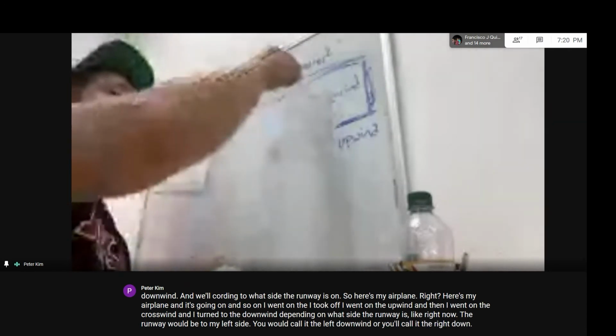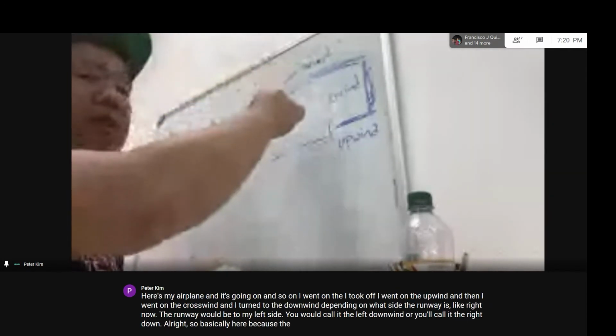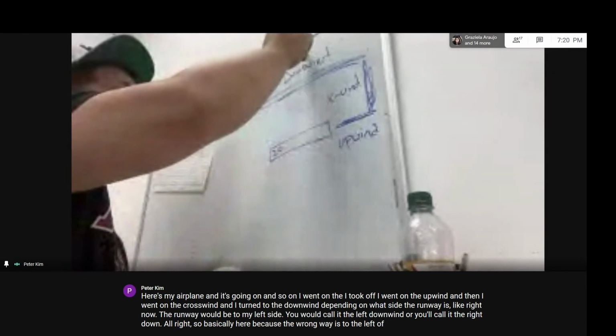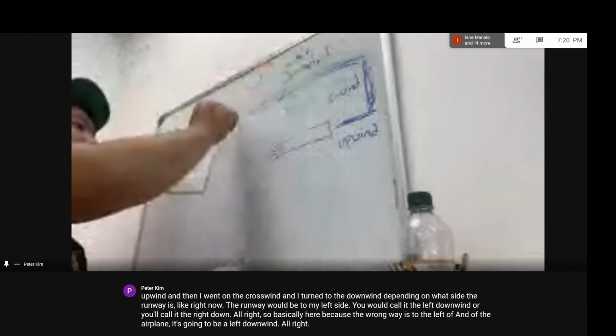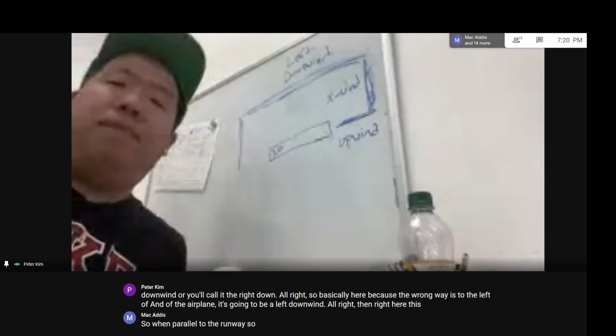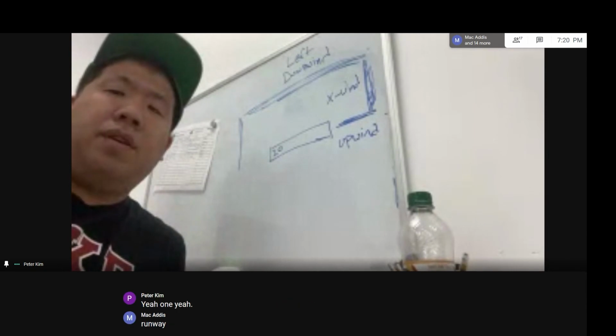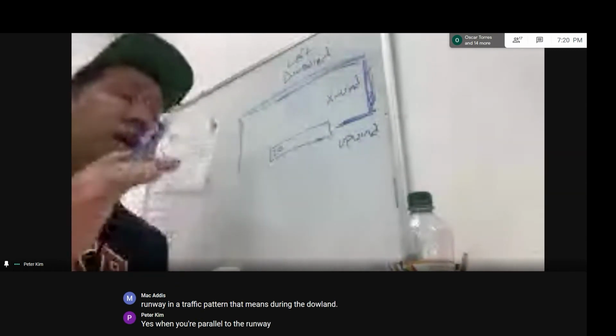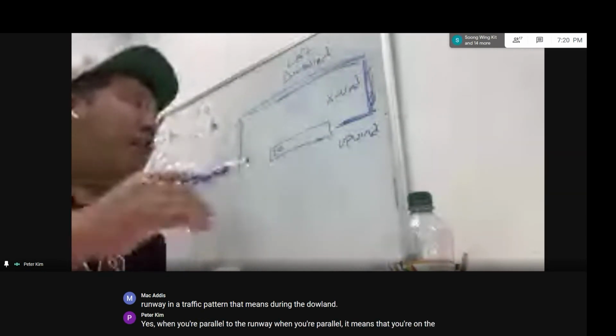All right. So basically here, because the runway is to the left of the airplane, it's going to be a left downwind. When you're parallel to the runway in a traffic pattern, that means you're on the downwind. Yes, when you're parallel to the runway, it means that you're on the downwind.